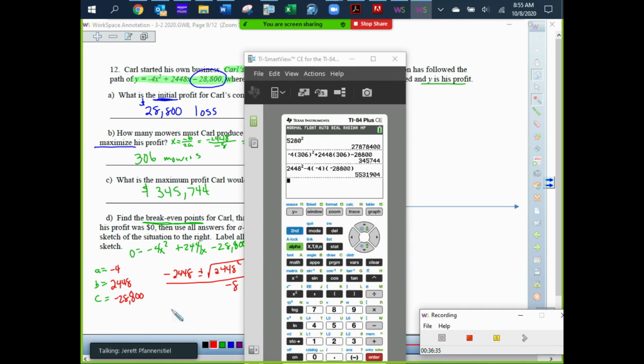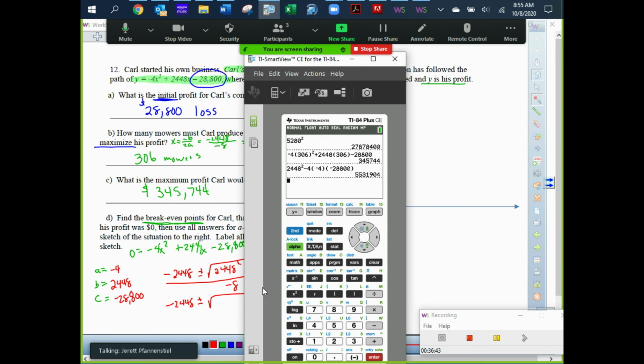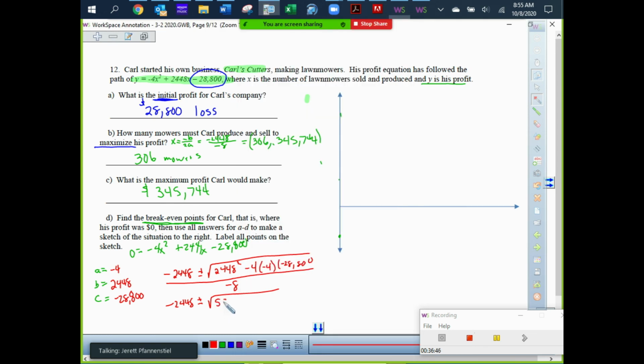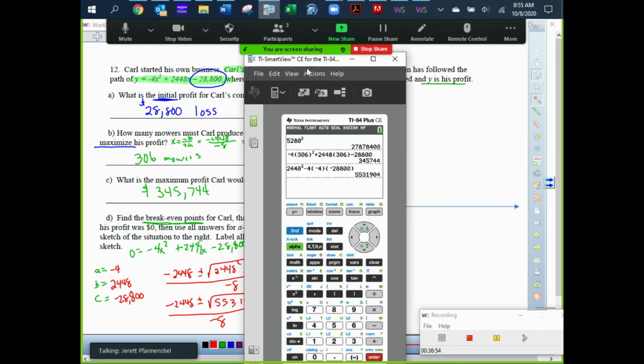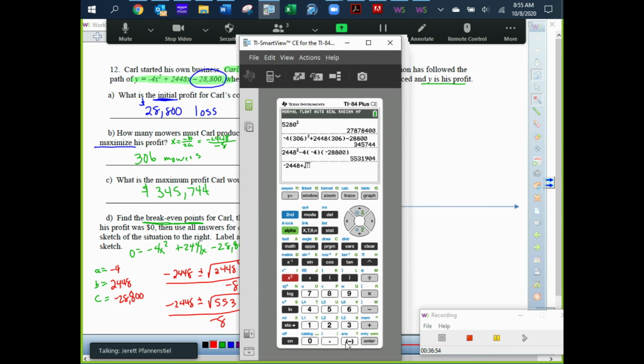So I got this big old number for the discriminant: negative 2448 plus or minus square root of big boy, 5531904, all over negative 8. So I'll go punching that in. Negative 2448 plus the square root. You can use the previous answer button if you want to, so you don't have to retype that number. Your previous answer button is right over your minus, so second answer. Hit equals and divide by negative 8.